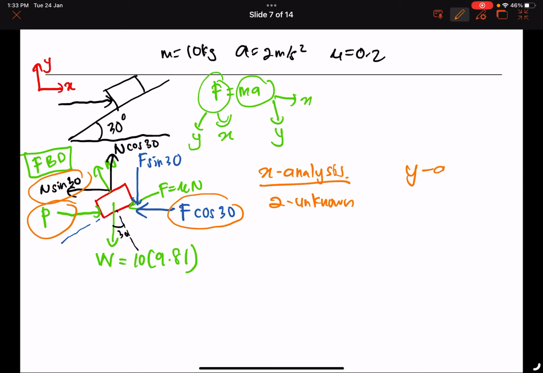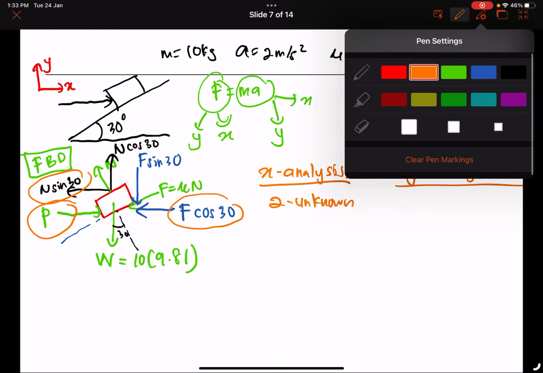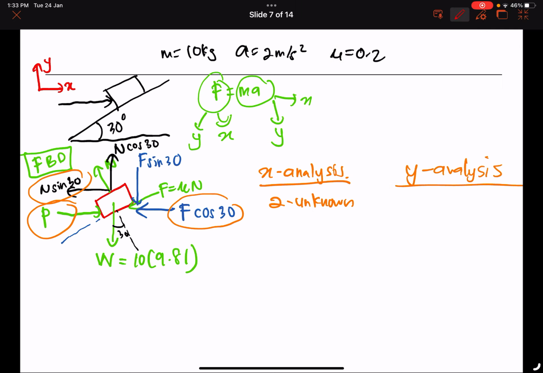This is the way that you can observe the question and also the information given. Let's say you want to solve Y analysis first. You only have one unknown. This one is the first one for the Y component, this one is the second one for the Y component, and this one is also the third one. So from here we can understand that we do have two unknowns as well.